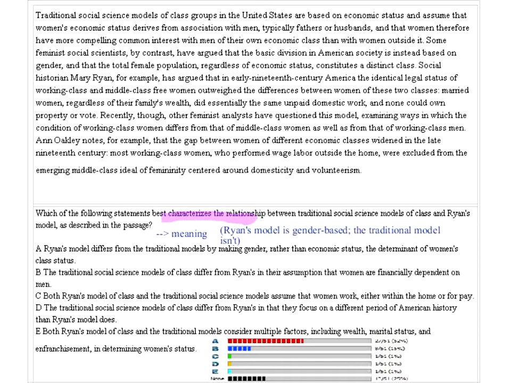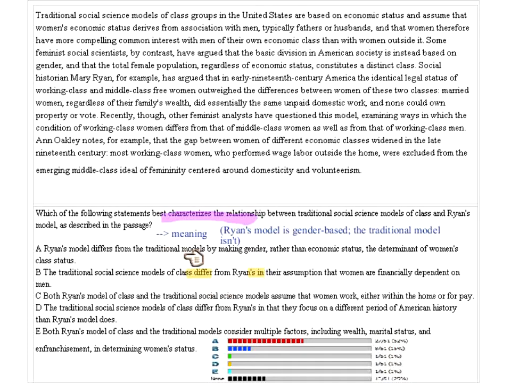So, B implies two things, neither of which is really in there, one of which is not in there at all. I'll talk about that in a sec. Angry isn't a strong word. B says they differ from Ryan in their assumption that women are financially dependent on men. So these are pretty strong words.